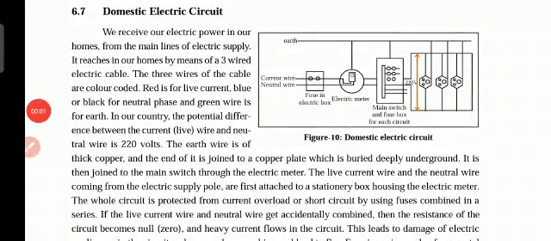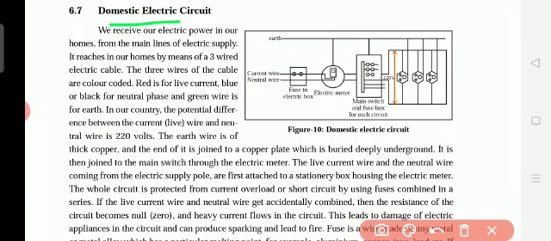Good morning, students. Today we will learn about the domestic electric current, the electric circuit. We receive our electric power in our homes from the main lines of an electric supply. The SI unit for electric power is what? Watts. And where do we get the electric power from? From the main lines of an electric supply.